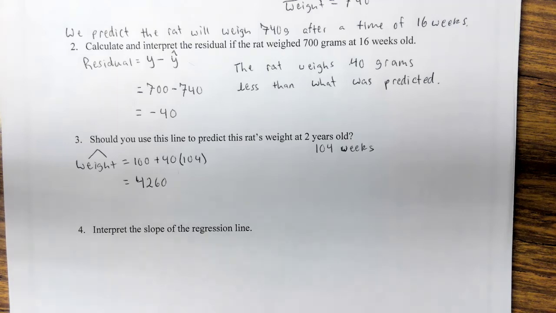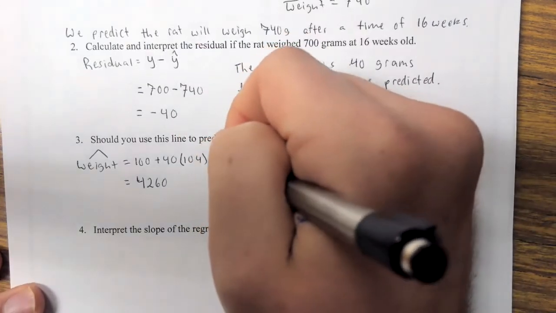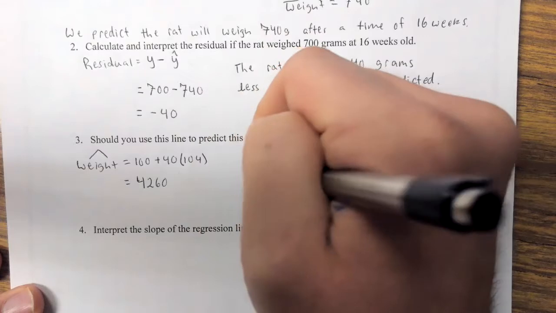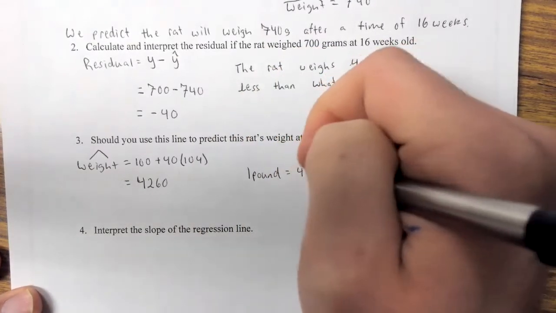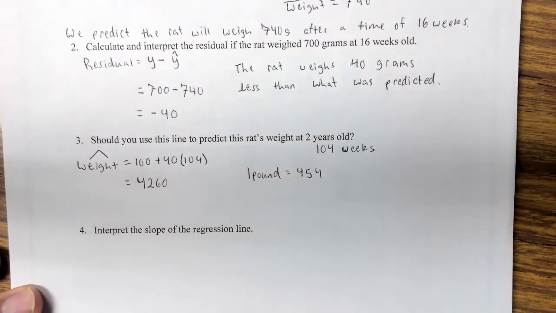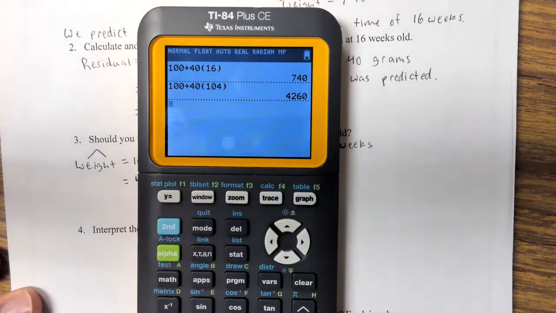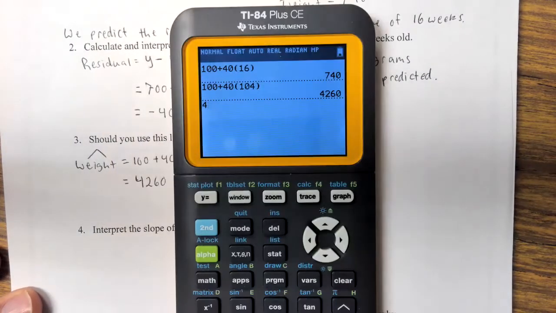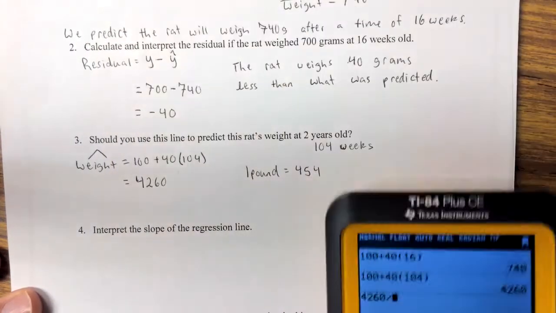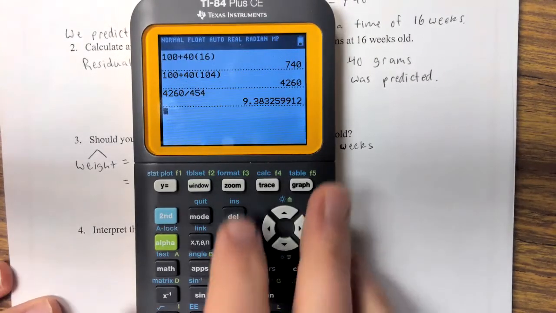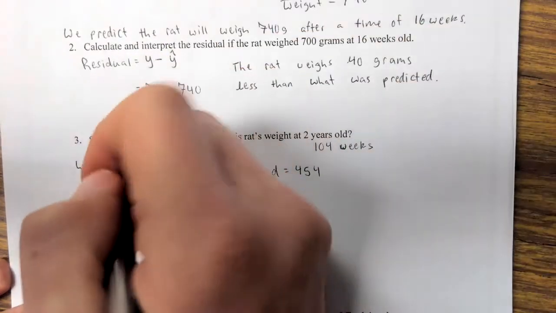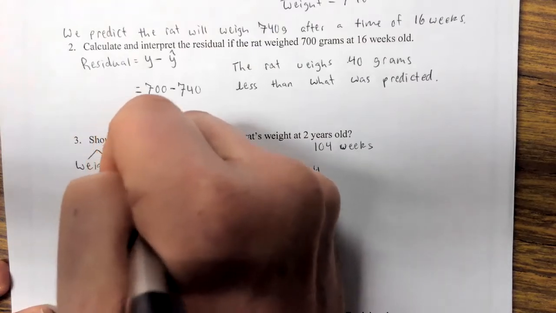454. Hey, so in 1 pound, just to kind of highlight the issue here, in 1 pound, we have 454 grams. So, hey, for our rat, 4,260 divided by 454, might just be easier to interpret this way. That's like 9.4. So this rat would be 9.4 pounds.